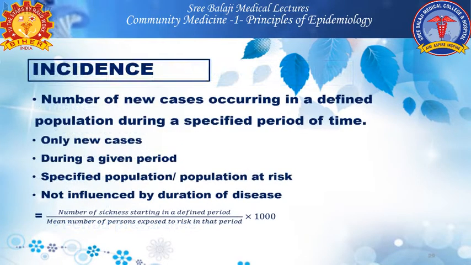So incidence refers to the number of new cases occurring in a defined population during a specified period of time. So it includes only new cases during a given period among a specific population, and it is not influenced by any duration of disease.